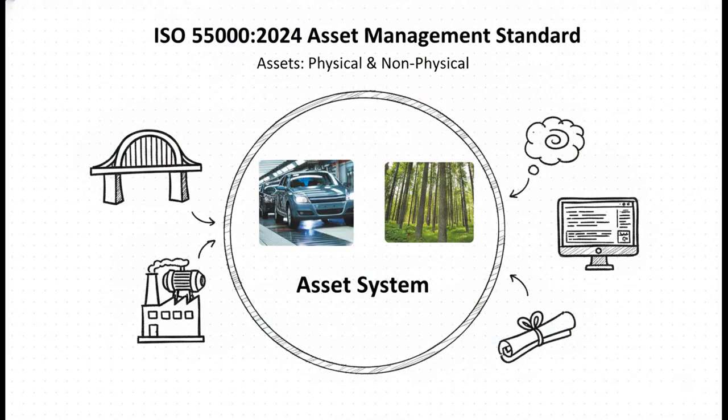See, an asset isn't just a physical thing, like a bunch of cars on an assembly line. It can literally be a forest. The standard explicitly states that assets can be physical or non-physical. So yeah, it could be a bridge, for sure, but it could also be a piece of software, your company's intellectual property, or those environmental resources we just talked about. It can even be a whole asset system where multiple different assets interact together.